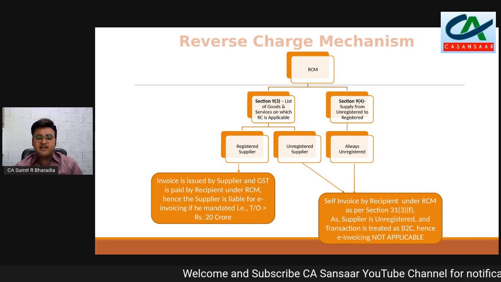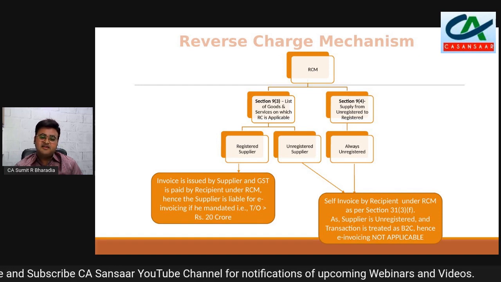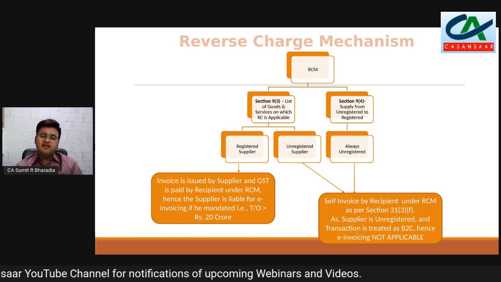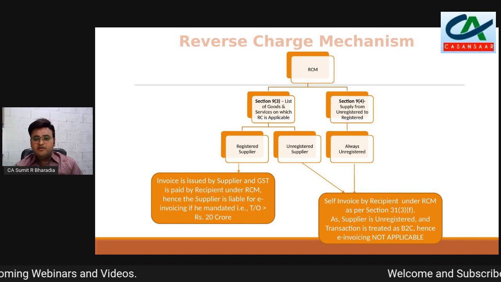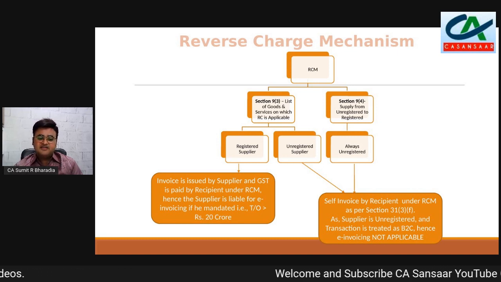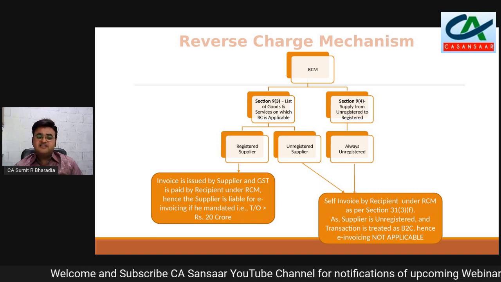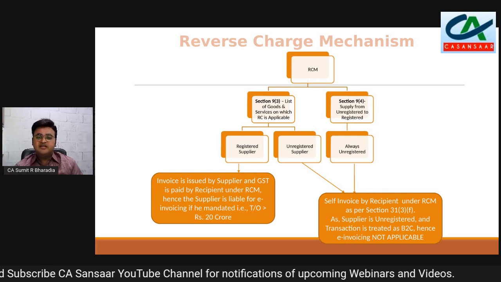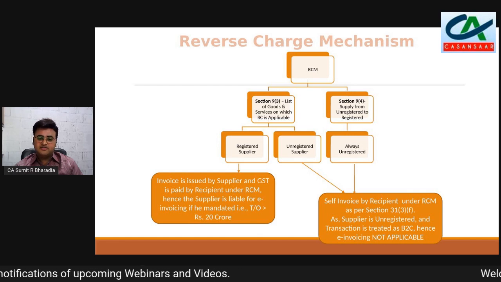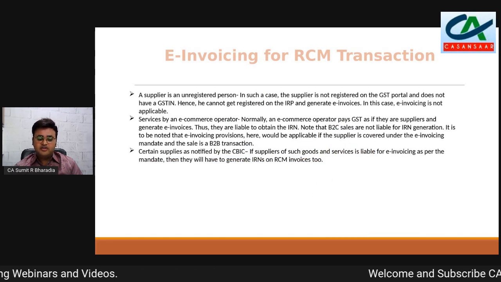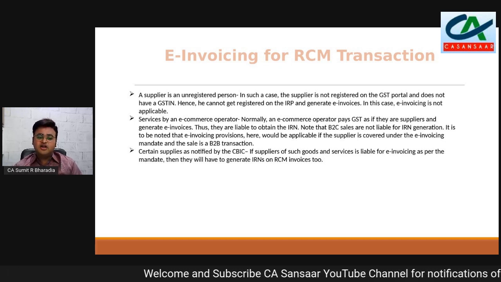And now let's come to section 9(3), list of goods on which RCM is specifically applicable. In this case, there are two scenarios: the person is a registered supplier, or an unregistered supplier. In case of an unregistered supplier, as this is a B2C, no e-invoicing is applicable. And in case of a registered supplier, as the invoice is issued and GST is paid by the recipient under RCM, the supplier is liable to e-invoicing if he is mandated, that is, turnover exceeds 20 crores. So we can conclude that if a supplier is an unregistered person, in that case, e-invoicing is not applicable.